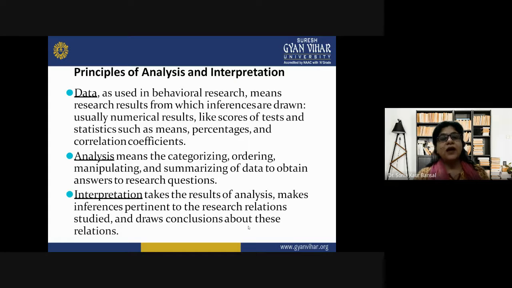Now let's understand the term interpretation. These are the terms, students, that you have to understand before understanding anything else. Interpretation takes the results of analysis, makes inferences pertinent to the research relations studied, and draws conclusions about these relationships. So it is giving meaning, and in paragraph form you are writing conclusions.